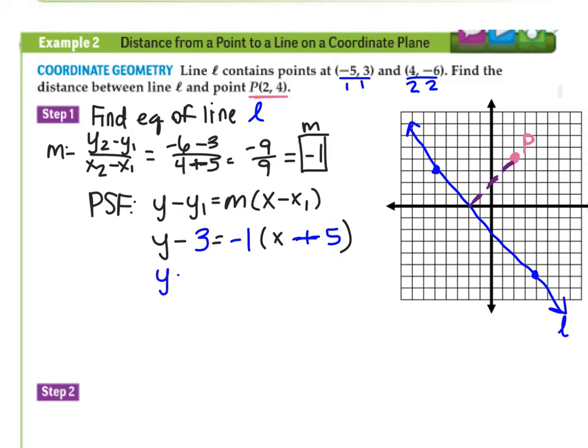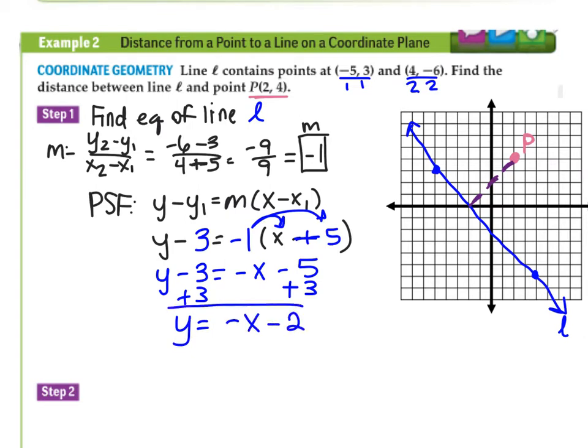To clean it up a little bit, we change that double negative into a positive. We then have y minus 3 equals, don't forget to distribute, -x minus 5, because remember, -1 times a positive 5 is -5. Last step to clean this up, we are going to just add 3 to both sides, leaving us with an equation of y equals -x minus 2. We're going to need this later.